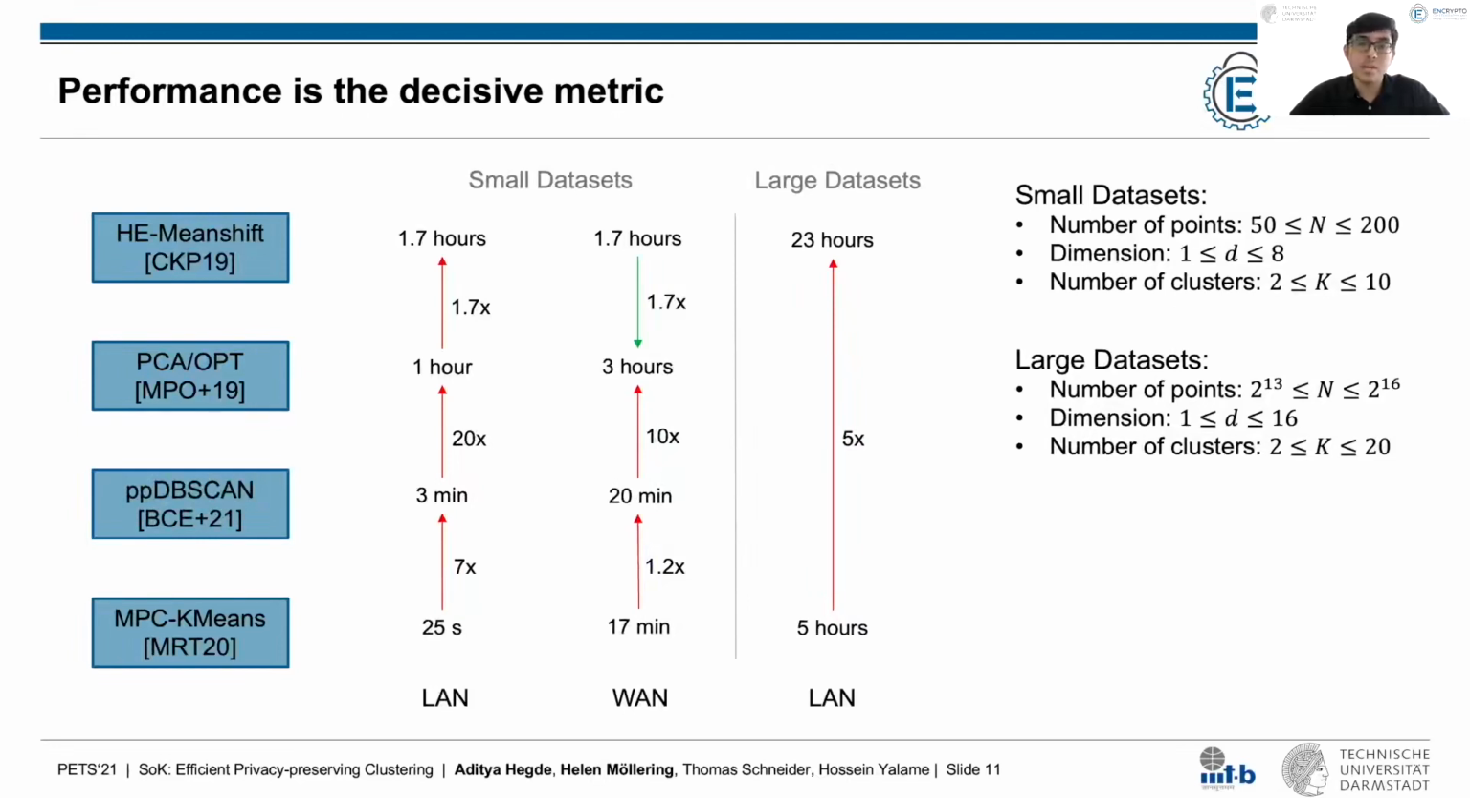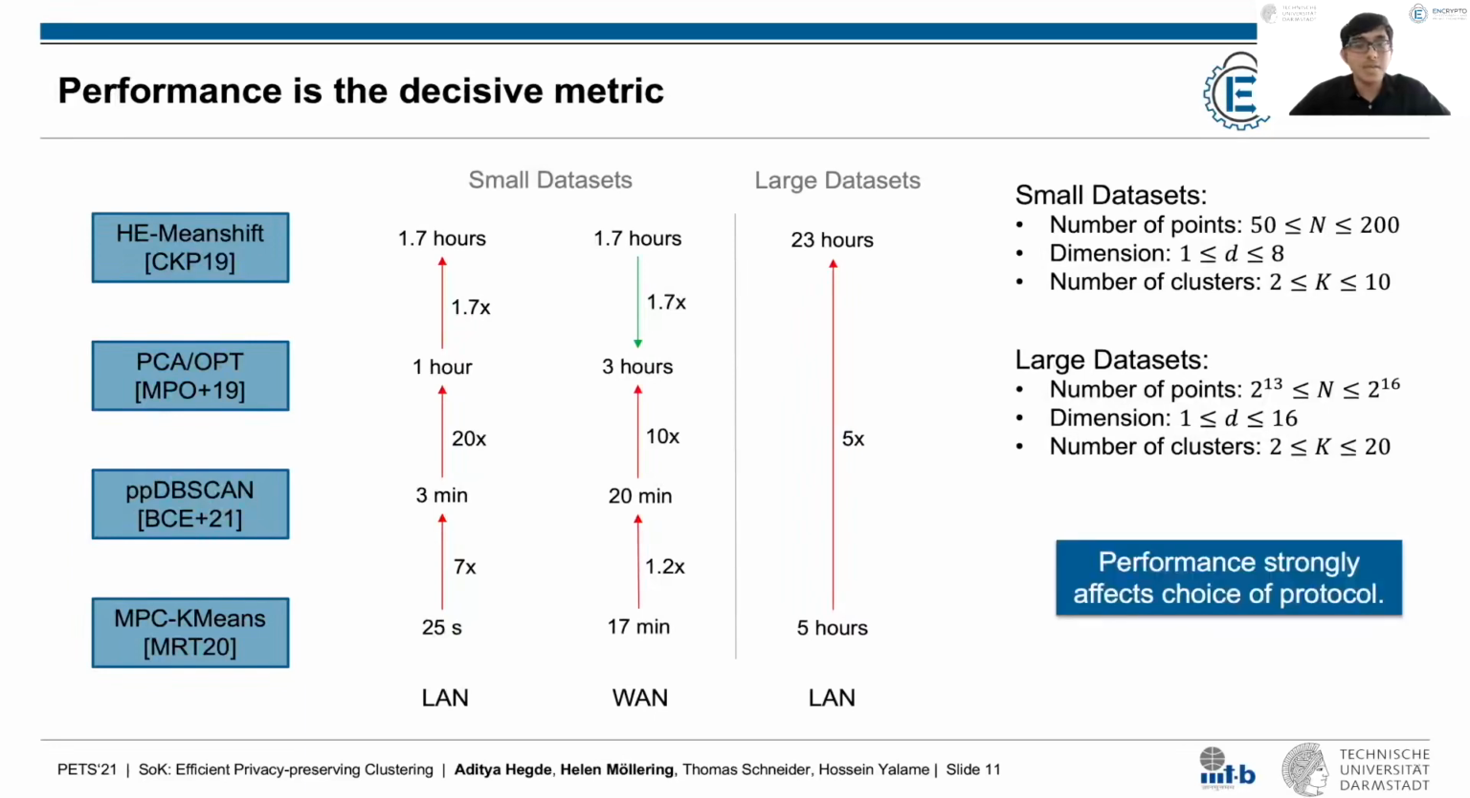So the impact of the computational overhead of FHE decreases for large datasets, since the communication cost of the MPC-based protocols also increases significantly. The large difference in the runtimes of protocols means that the choice of protocol in practice is often decided by the performance rather than the underlying clustering algorithm or any other aspect.